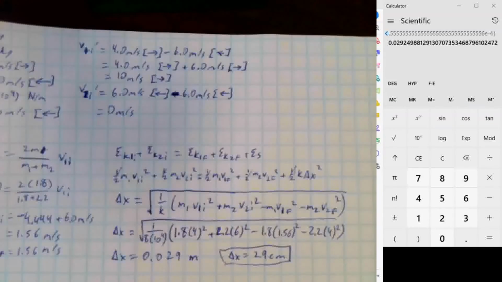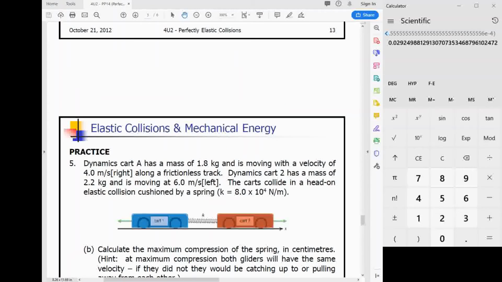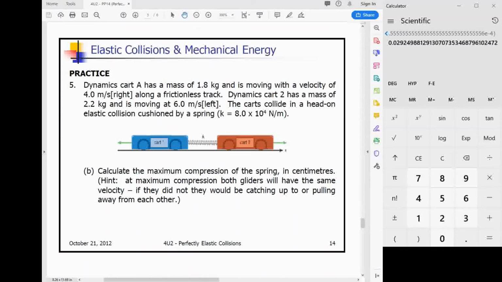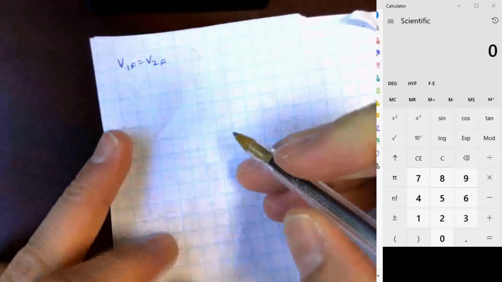Now let's look at the next question here that says calculate the maximum compression of the spring in centimeters. So this maximum compression occurs when both of these carts are moving at the same velocity. So to solve this, we know that V1F is equal to V2F.